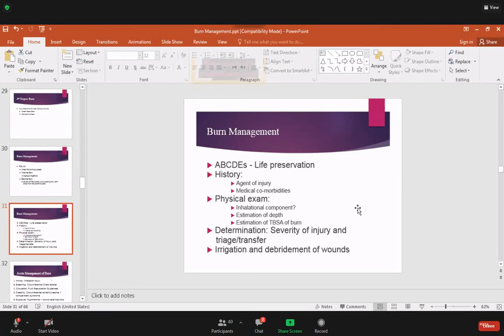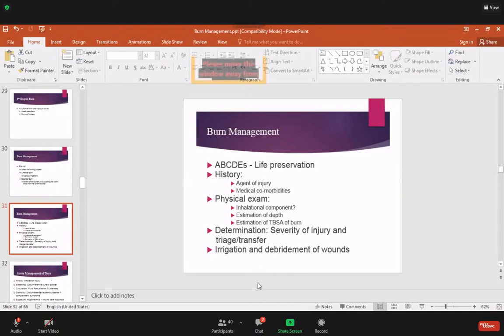Then physical examination is important, as you have to rule out inhalational component. Inhalational component is usually in closed place burns. Like if a person is caught in a burn in a room that was closed, or in a car, there are chances that he inhaled the particles, and there can be carbon monoxide poisoning in that person. So you have to take care of the inhalational component of the burns.